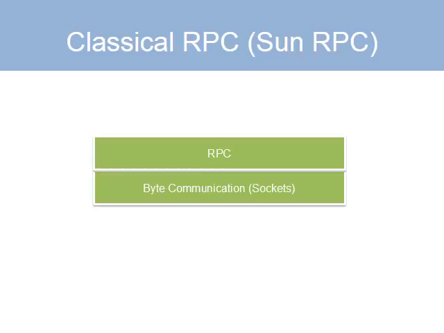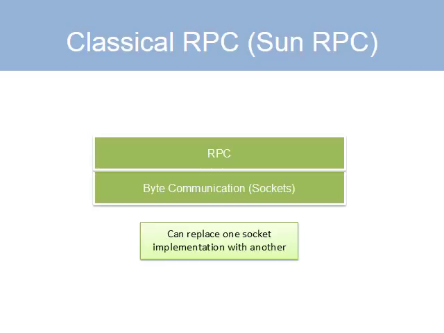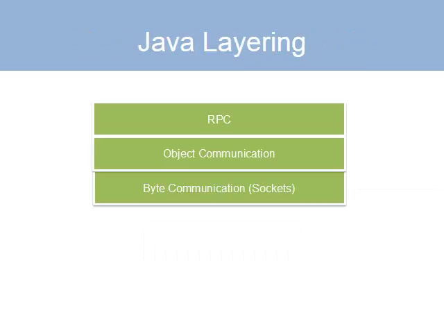So that was the big innovation as far as I'm concerned. With this layering, Sun RPC was built, and socket layers were implemented on all kinds of operating systems. Sun RPC would work with all of these operating systems, so you could replace a socket layer with another socket layer. That was good. You saw this advantage of layering. And can we do better?